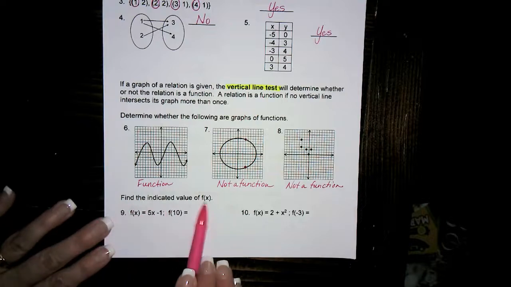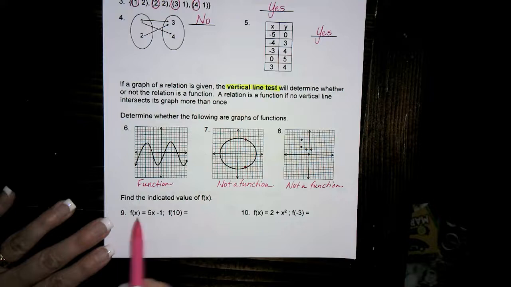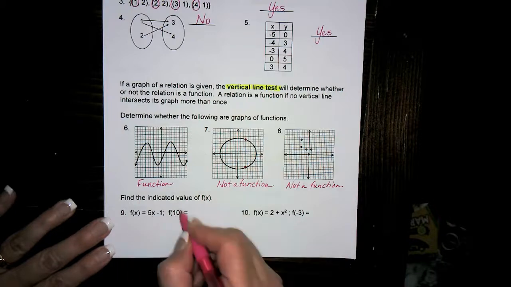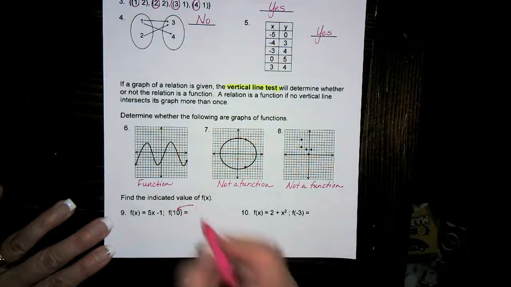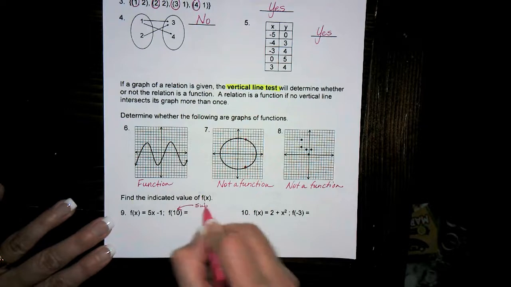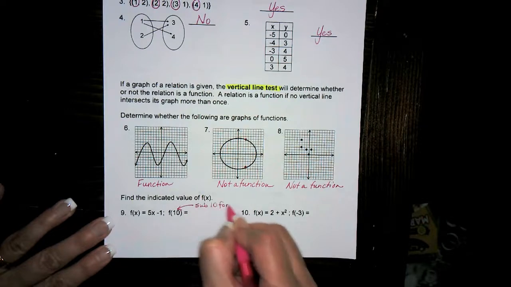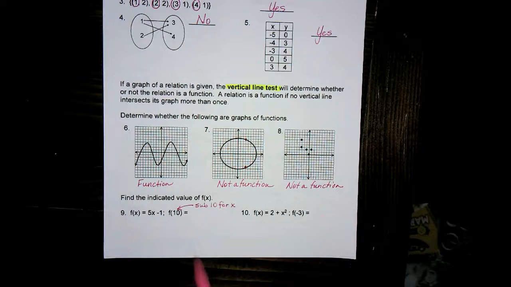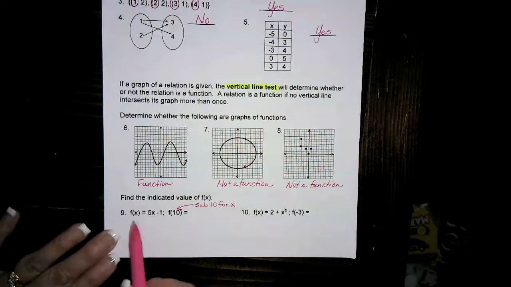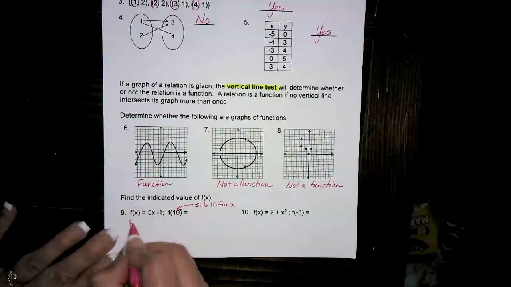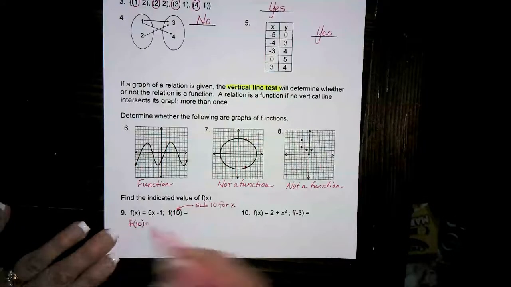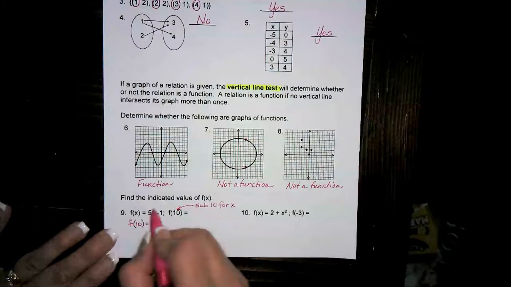We want to find the indicated value of f of x, okay? So if f of x is 5x minus 10, and we want f of 10, here's what this notation is saying. Sub 10 for x. So we're going to put in 10 for x in the equation, okay? So f of 10, remember we're replacing x with 10.